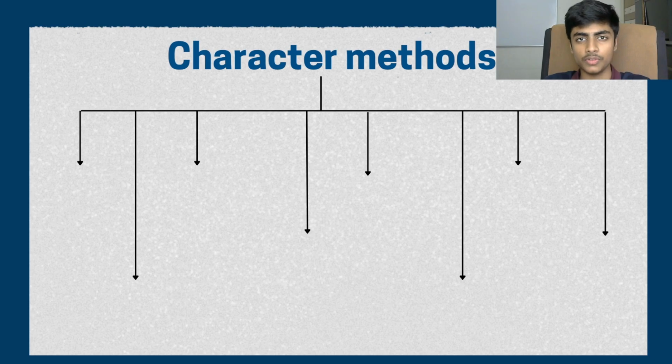Like the parsing methods we've seen of the Integer class or the Double class, the Character wrapper class also has many useful methods. In this video, we're going to look at 8 of these useful methods. The first method we're going to look at is the isDigit method.